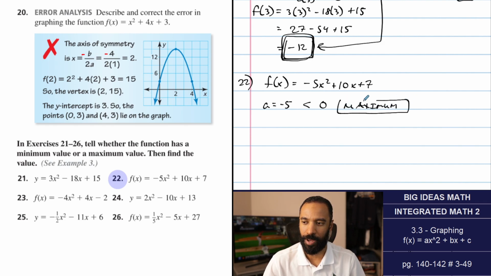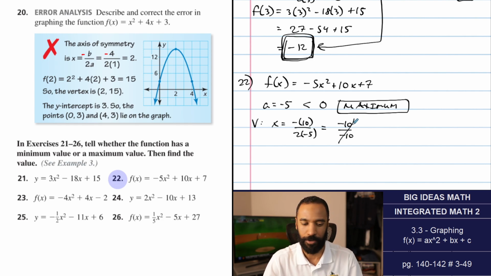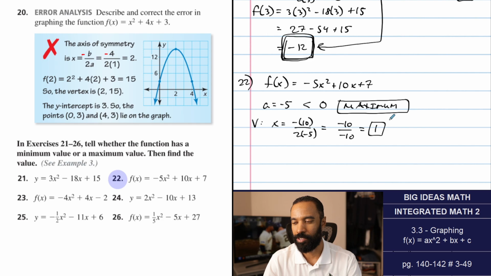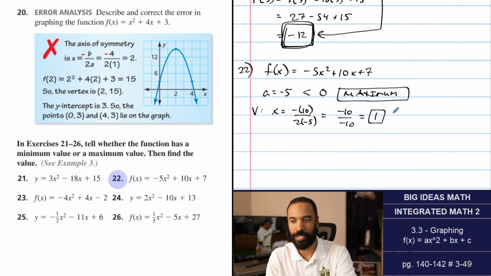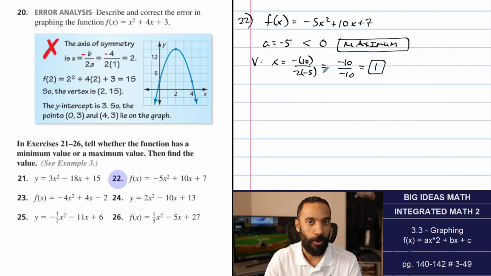If only I could handwrite this stuff. Where is that maximum? The vertex is at x equals negative b over 2a, which is negative 10 over negative 10, which is 1. God, for every time my students say cancels out as if things magically go away.